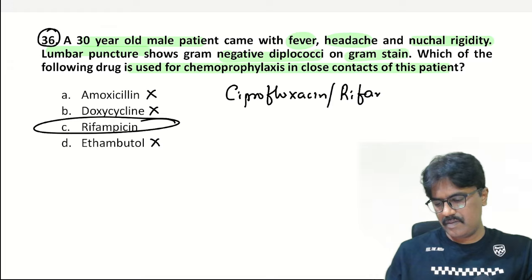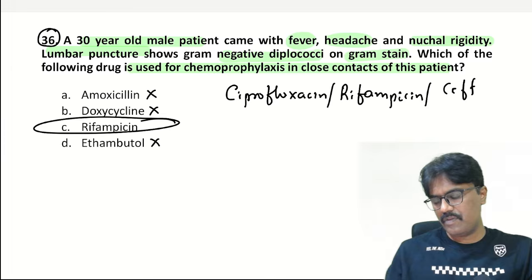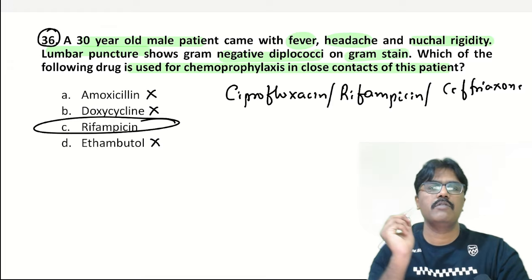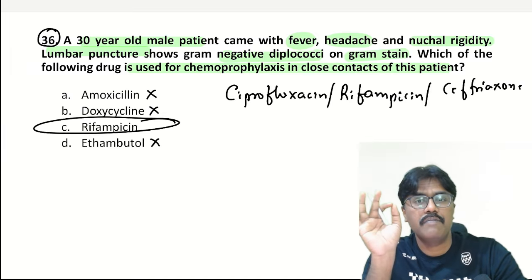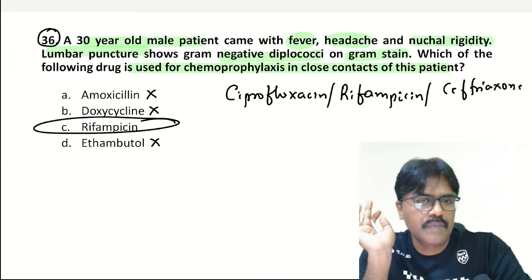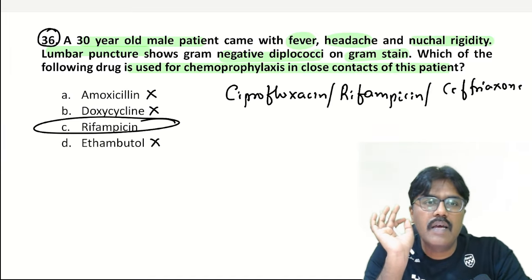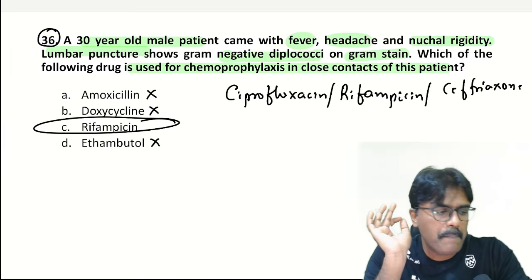Rifampicin, ceftriaxone. These are the 3 options for prophylaxis of meningococcal meningitis. What is the drug of choice for treatment of meningococcal meningitis? If they ask you, it is ceftriaxone. So here the better answer is rifampicin. Okay.